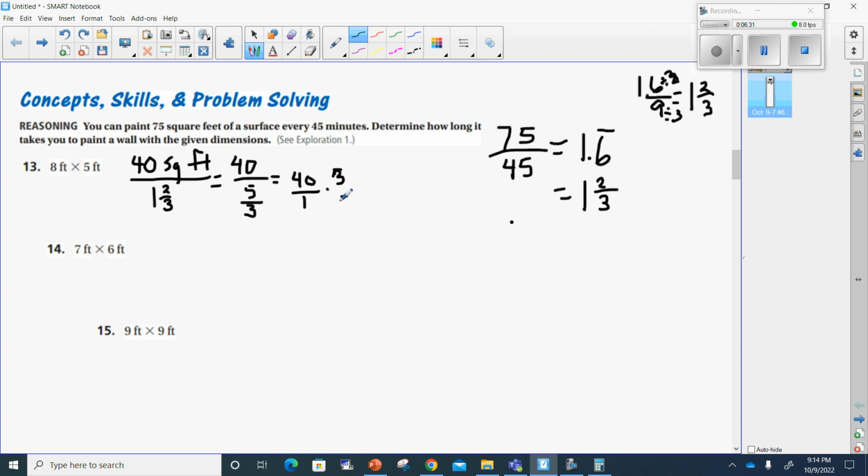Keep, change, flip. 5 divided by 5 is 1. 40 divided by 5 is 8. 8 times 3 equals 24. So that means this would be 24 minutes.